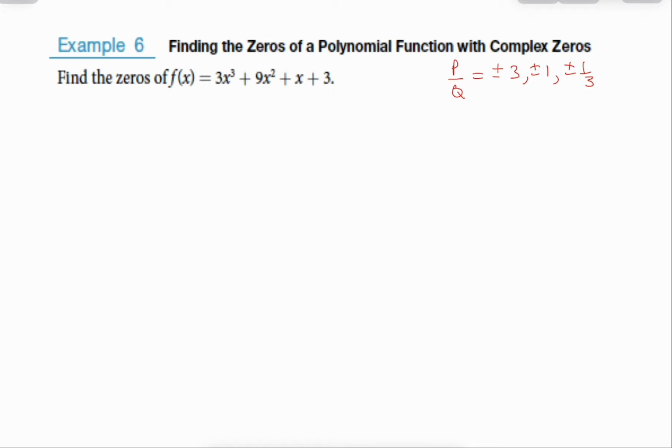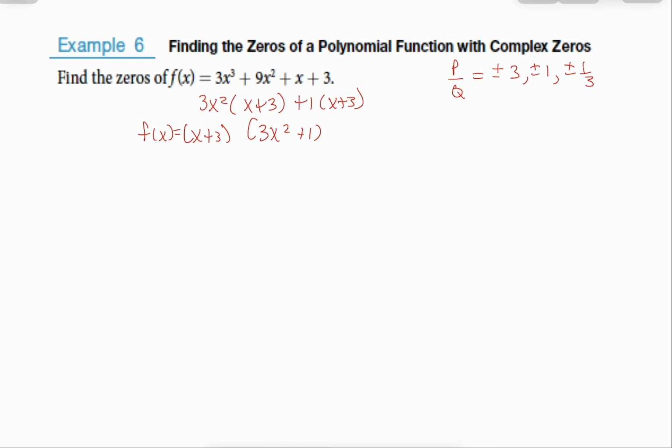Now, you can always factor a polynomial if you know how to factor it. This is one where grouping is a possibility. So we could factor it if you recognize that it is factorable. If you don't know how to factor, if you're not good at factoring, then use your P over Qs.